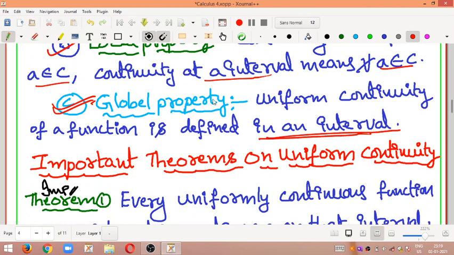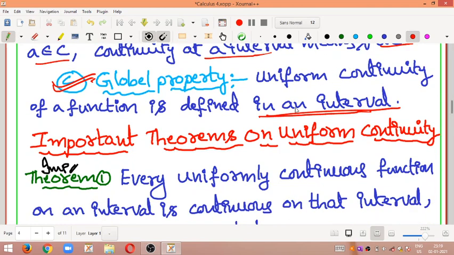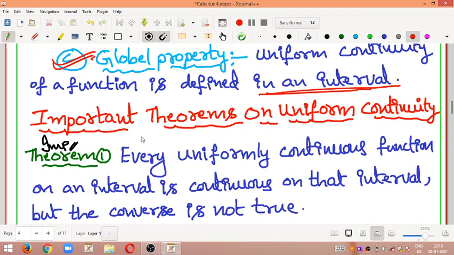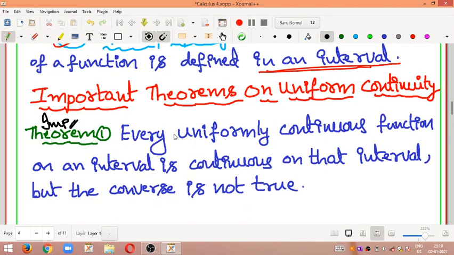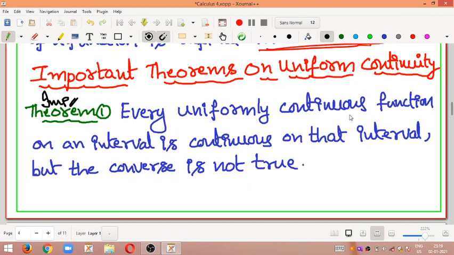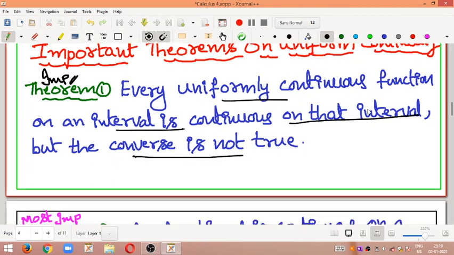If it is clear, I will move on to the main key theorems on uniform continuity. These are very important points. First theorem: every uniformly continuous function on an interval is continuous on that interval, but the converse is not true. Every uniformly continuous function is continuous on that same interval, but the converse is not true.